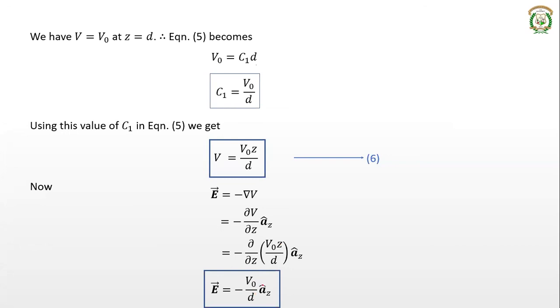From this E, we are supposed to get the value of D, that is electric flux density, right? Now, electric flux density is given by D, that is epsilon into E. So multiply this epsilon with this E. E is minus V naught by D into AZ. Multiply this by epsilon, where this is D. This is electric flux density.